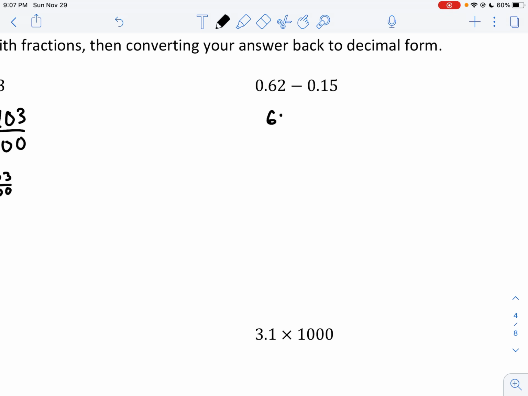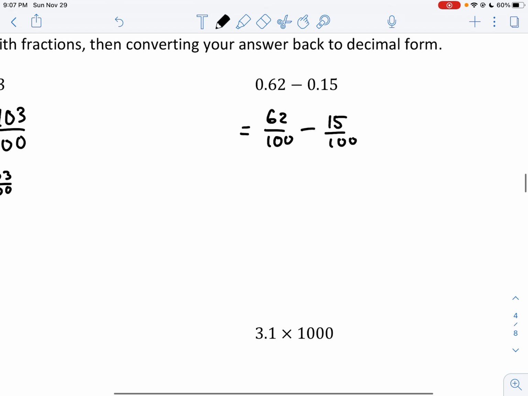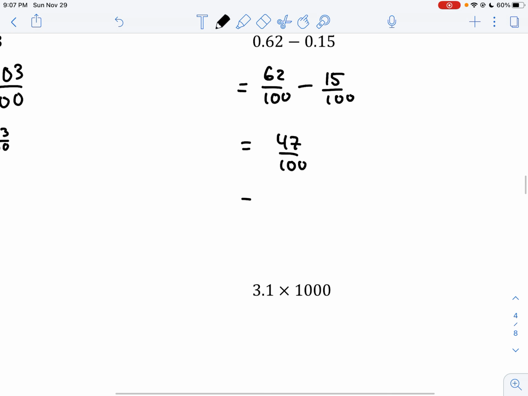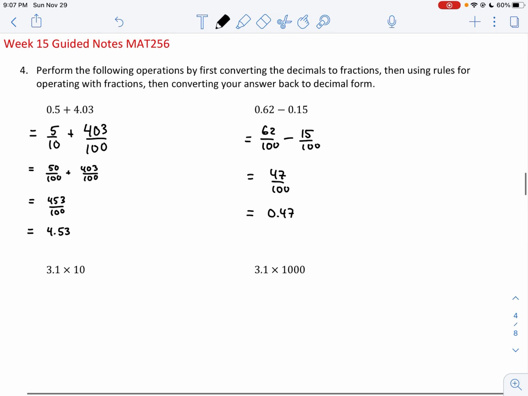0.62 minus 0.15. So 0.62 is the same thing as 62 100ths. And we're going to subtract from that 15 100ths. Well, these already have a common denominator, so we can just subtract 15 from 62, which gives me 47. So we have 47 100ths, which in decimal form is 0.47.